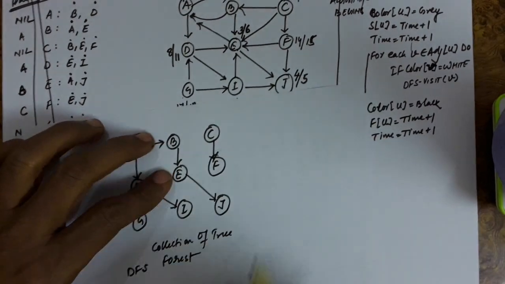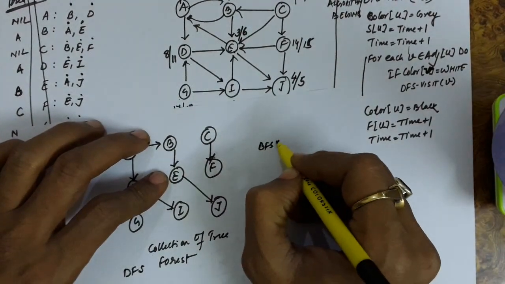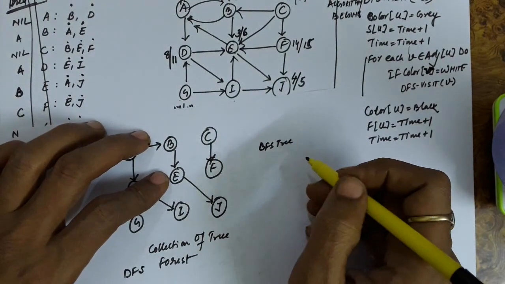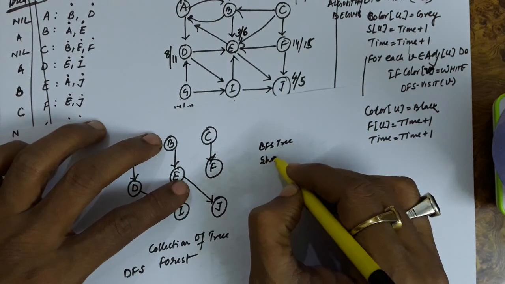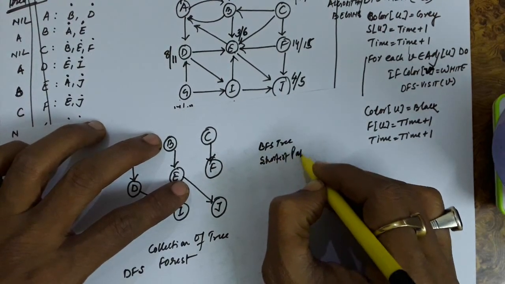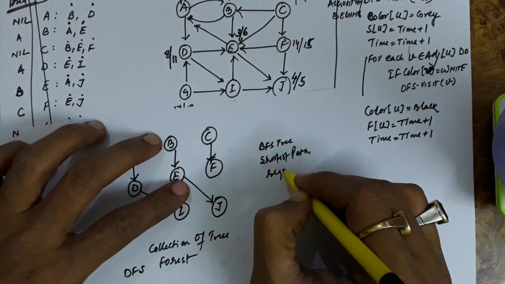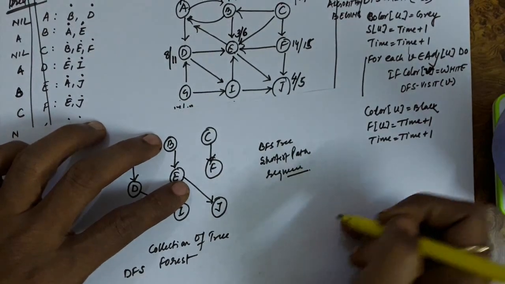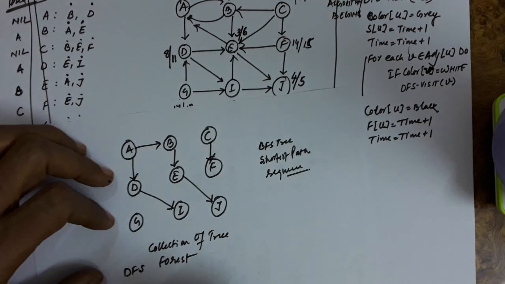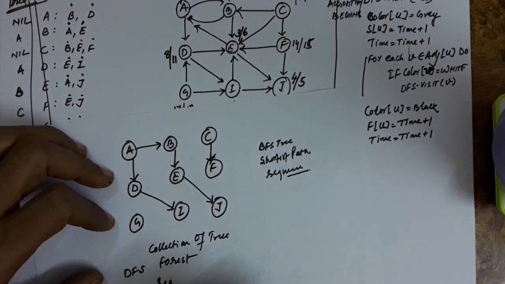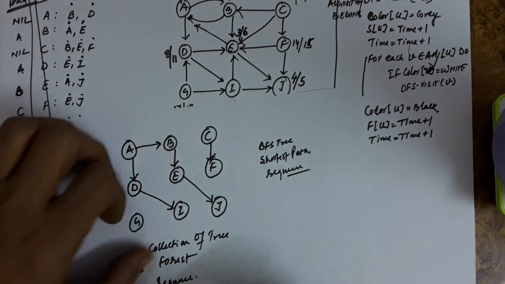The outcome of the BFS was the BFS tree. It was not a forest, it was a tree. And then the shortest path, and obviously the sequence of the vertices, the sequence in which I have explored the vertices. So here the DFS results in the DFS sequence obviously, and the DFS forest as well.